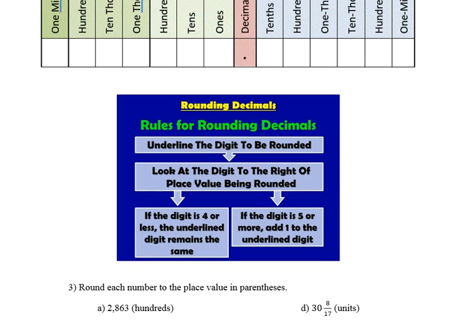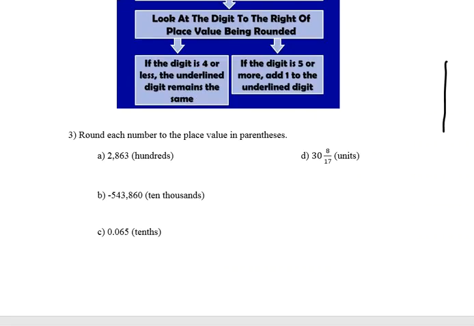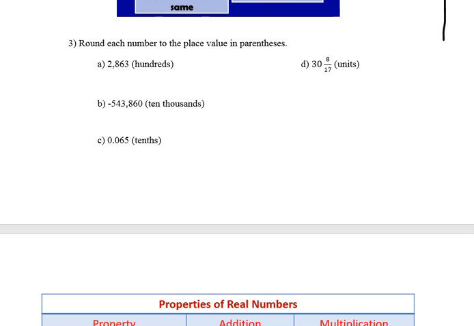Now, the idea of underlining is really good if you're a visual learner, and I just made a big black mark on your paper, so we'll just ignore that. Okay, so for instance, on A, we have 2,863, and it asks us to go to the hundreds place. So the hundreds place, see if I can highlight it, would be the 8.